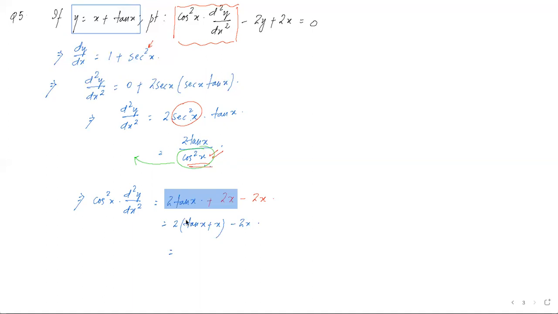Now what is this tan x plus x? This is the original function, which is y. We made it 2y minus 2x. On the left hand side, it is cos square x into d2y by dx square. Bring everything to the left hand side. It becomes cos square x d2y by dx square minus 2y plus 2x is equal to 0. This was required to prove. So hence this is proved.